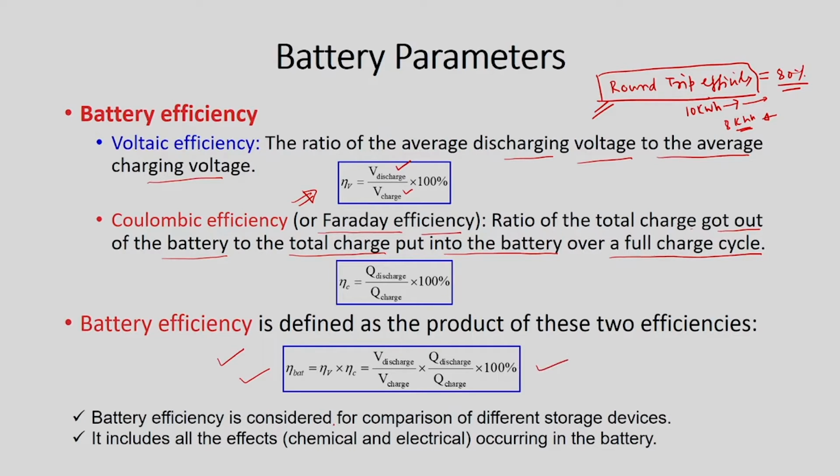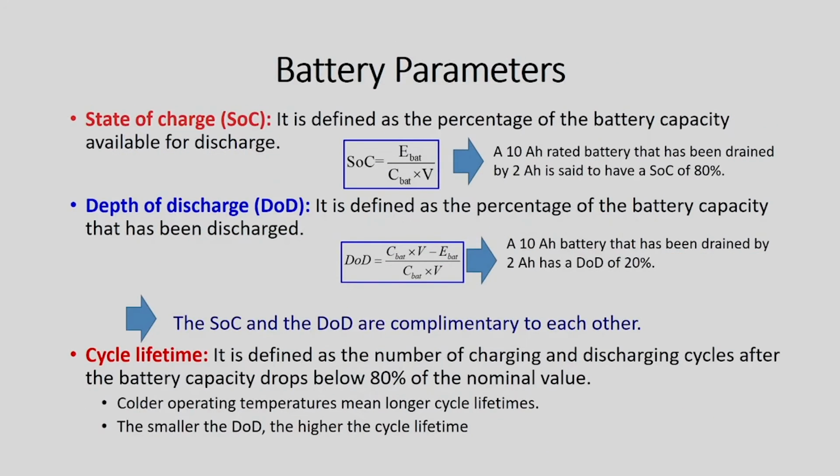This battery efficiency is considered for comparison of different storage devices, and it includes all the effects, chemical and electrical, occurring in the battery. So, these efficiencies are important for evaluating a battery. Also, we must know what is the state of charge of a battery, which is defined as the percentage of the battery capacity available for discharge. What we see in the mobile phone nowadays shows 80%, 70% battery remaining, that means that SOC is 70%.